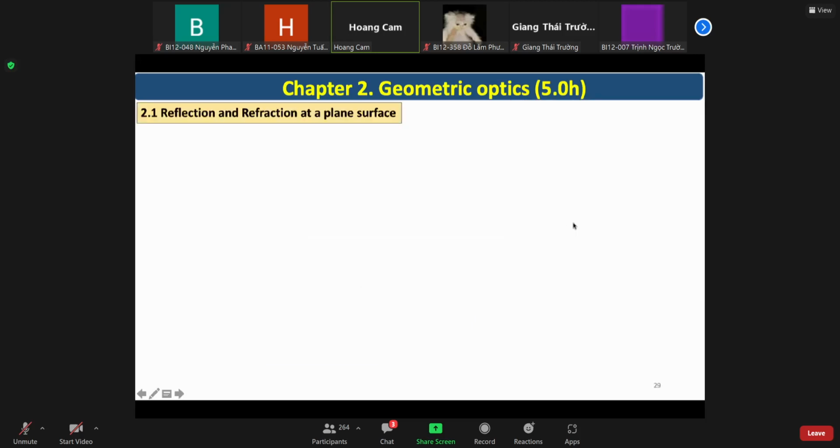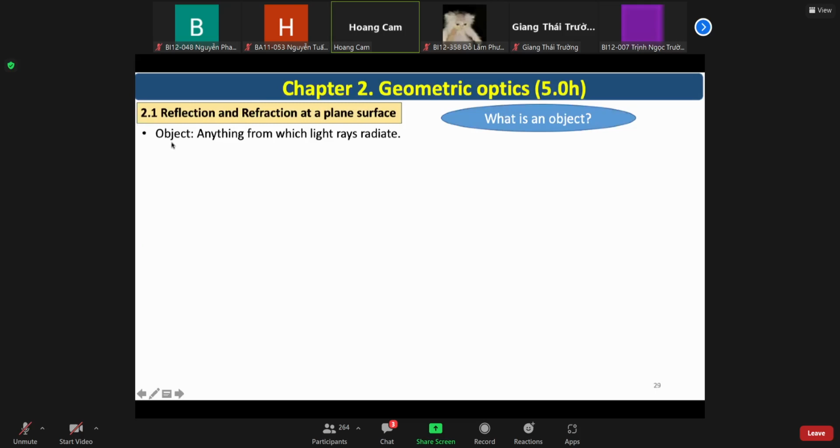Here we go. Now we will start with the reflection and refraction at a plane surface, which you already studied in secondary school, in fact. So we will be very fast for that. I just want to bring you general concepts related to geometric optics, like the object.